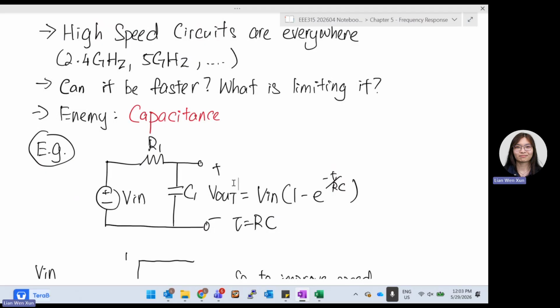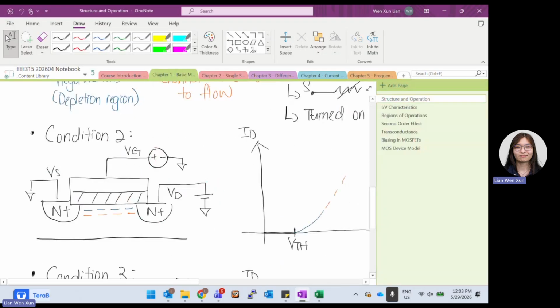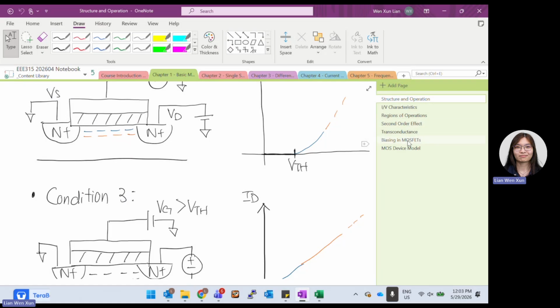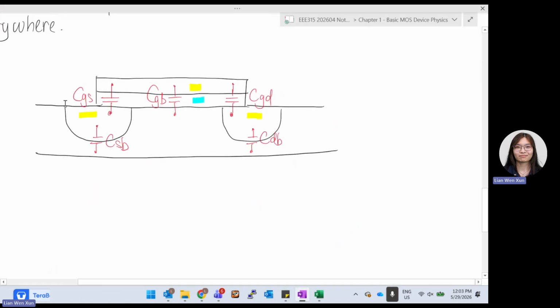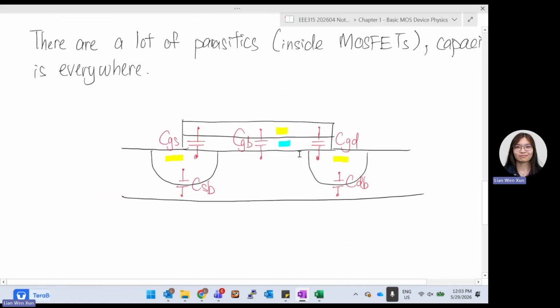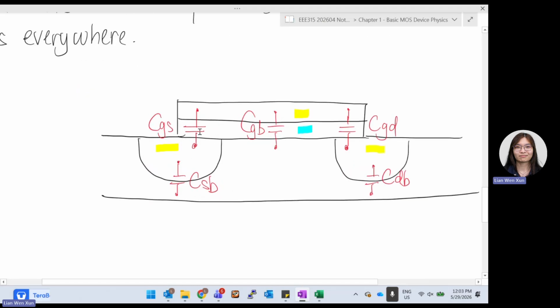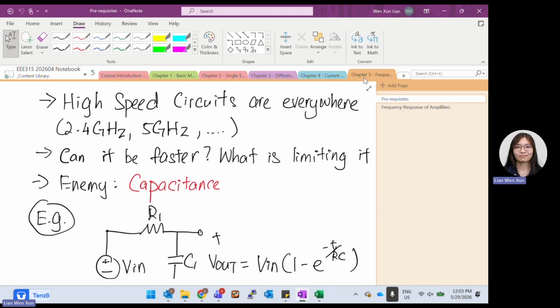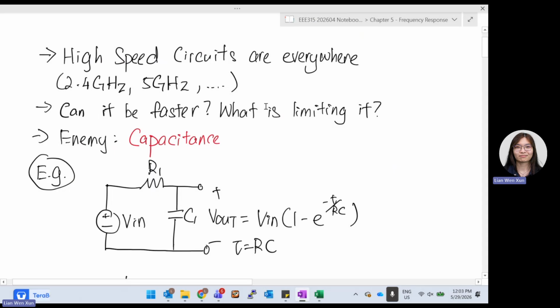Okay, so let's go to chapter 5, frequency response. At the very beginning, in chapter 1 last time, when we drew the MOS device model, we said that it looks like this, but actually because there is metal everywhere, and dielectric oxide somewhere in between, it forms some capacitors here. We said that we would discuss that in a subsequent chapter. So here, this is the chapter.